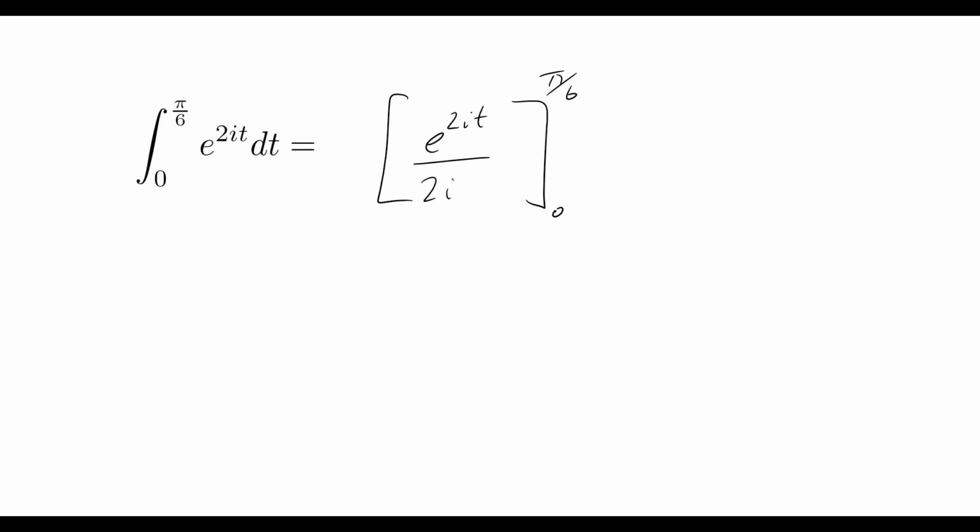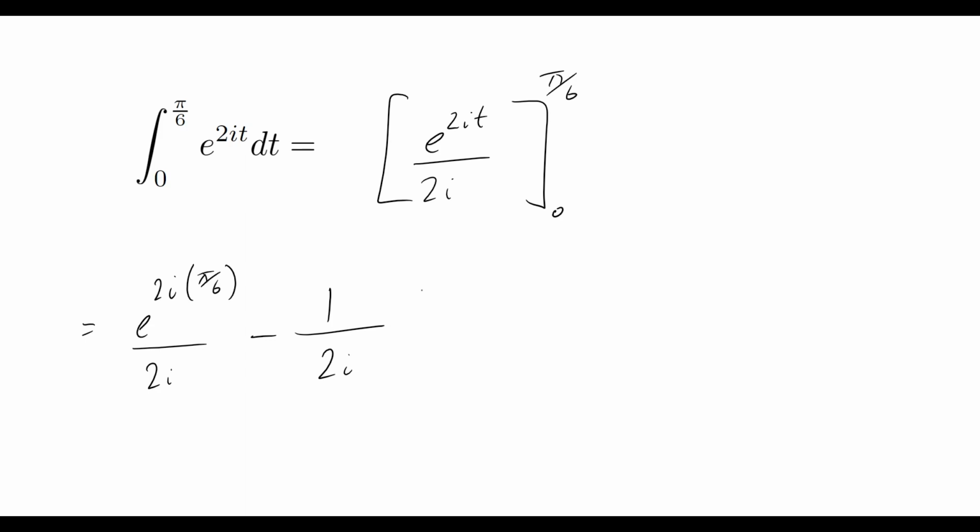Okay, so fantastic. Now we're pretty much there. All we need to do is just quickly substitute these values in. So let's see what happens now. So this is now going to be equal to e to the 2i pi on 6 all over 2i, and then minus e to the 2i0, which is still e to the 0, which will just become 1 over 2i. Okay, fantastic.